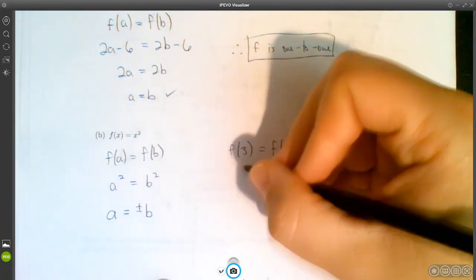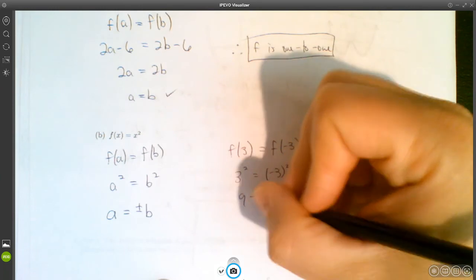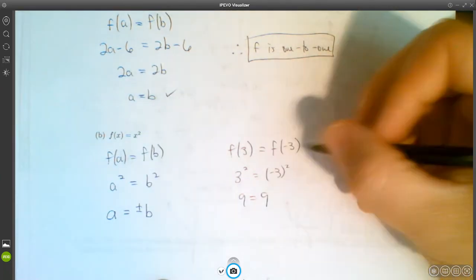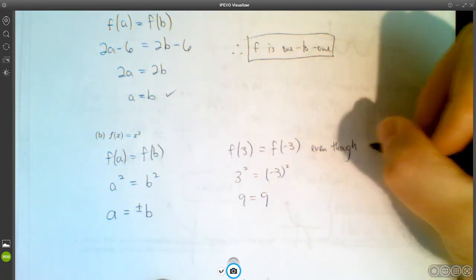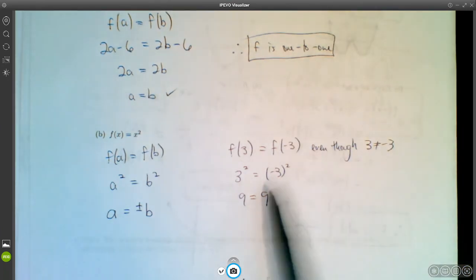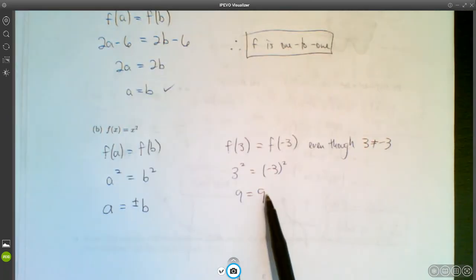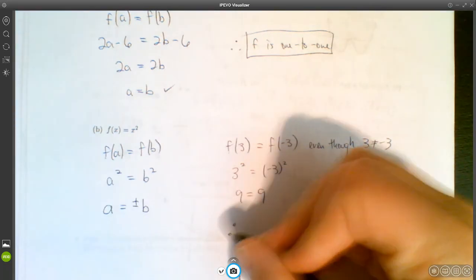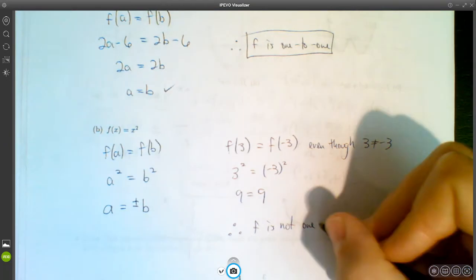They both equal 9, right? 3 squared equals negative 3 squared, right? 9 equals 9. So f of 3 equals f of negative 3, even though 3 does not equal negative 3. In other words, you have one output value that has two different input values that map to it, and therefore f is not 1 to 1, right? Therefore f is not 1 to 1.